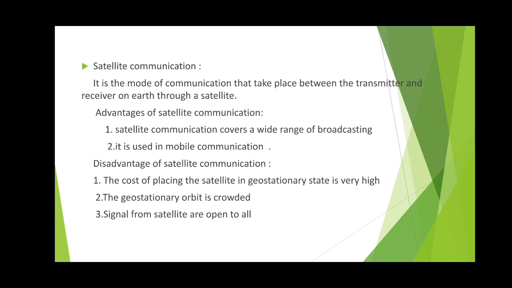There are two types of satellite, natural satellite and artificial satellite. So what is the definition of satellite communication? It is a mode of communication. In a communication, there are three basic elements: one is a transmitter, second is a channel, third is a receiver. It is a mode of communication that takes place between transmitter and receiver on earth through a satellite, and it is called satellite communication. Due to satellite communication, we are having a number of TV channels.